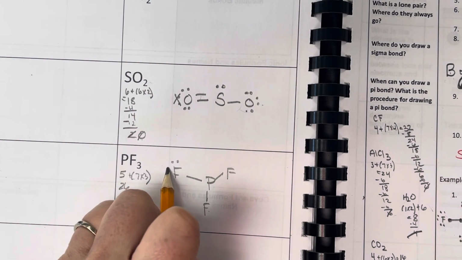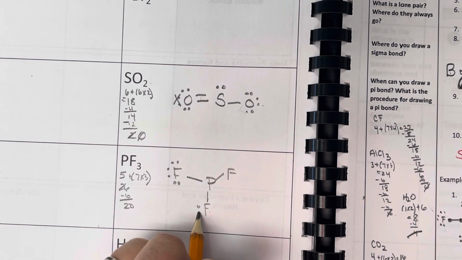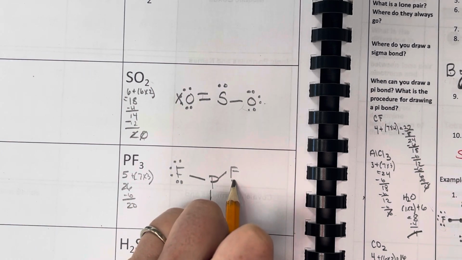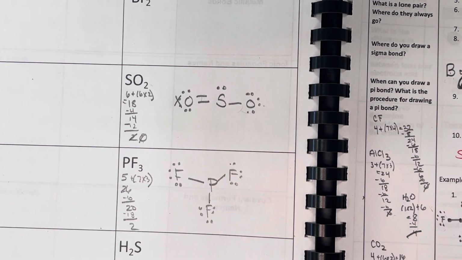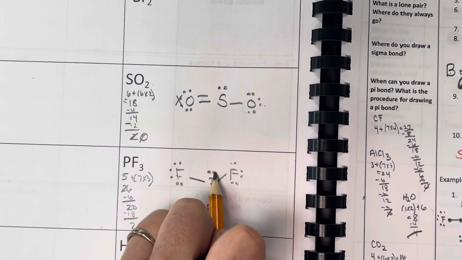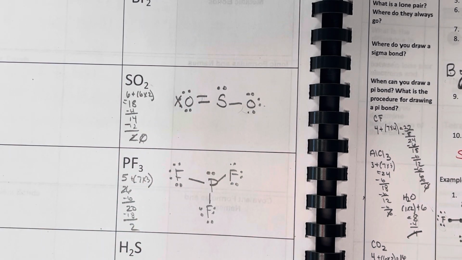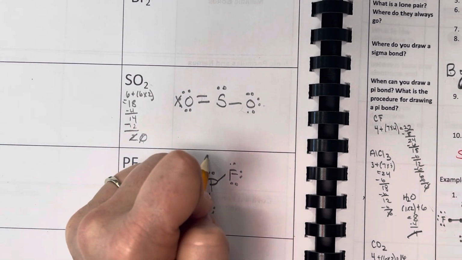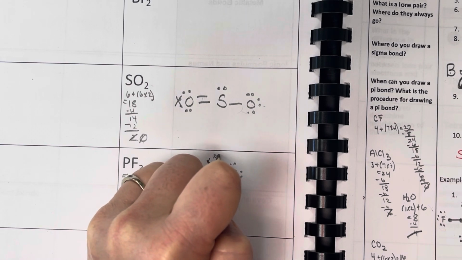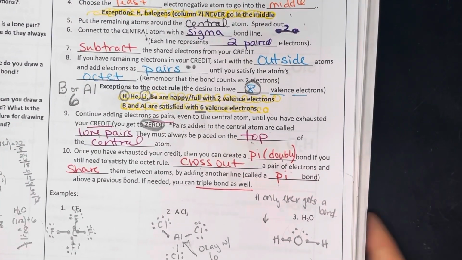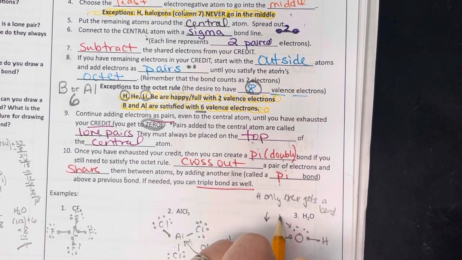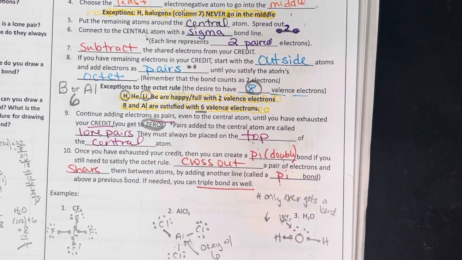I'm going to go ahead and fill out the octet for each of my outside atoms. That uses up 18 electrons, so I have 2 left over. So that means those 2 left over are going to go on top of phosphorus as a lone pair. Okay, so remember, anything attached to the central atom is called a lone pair. You may want to go back over to your notes and mark that as well. So if we go over to number 3, these are called lone pairs because they're central atom attachments. Lone pair. Okay, all right.